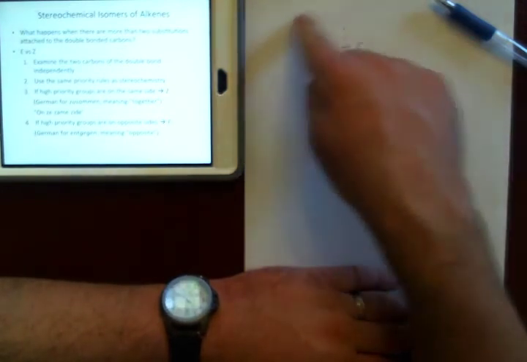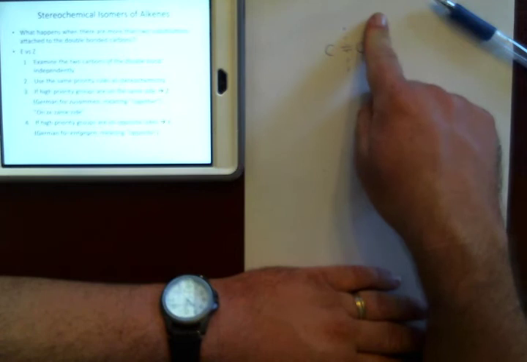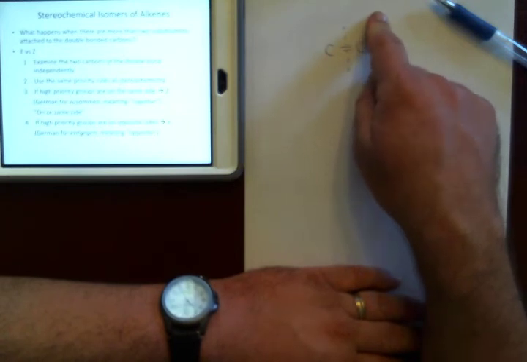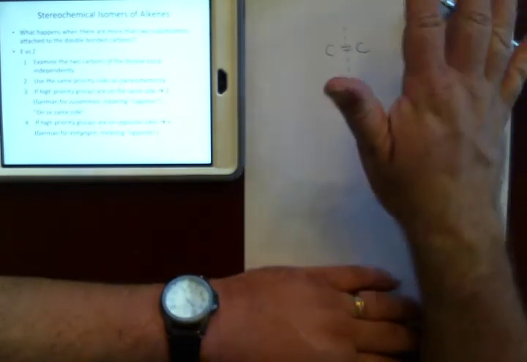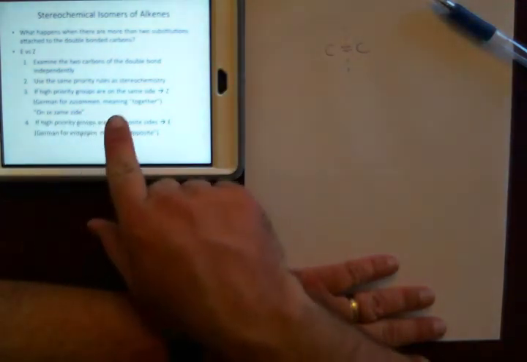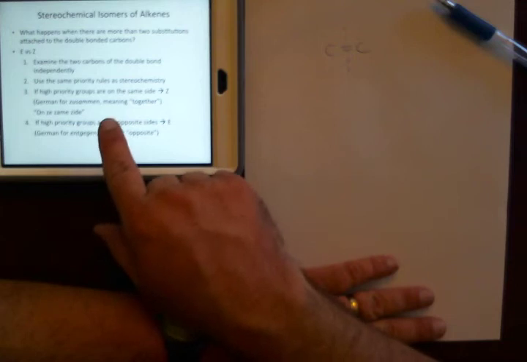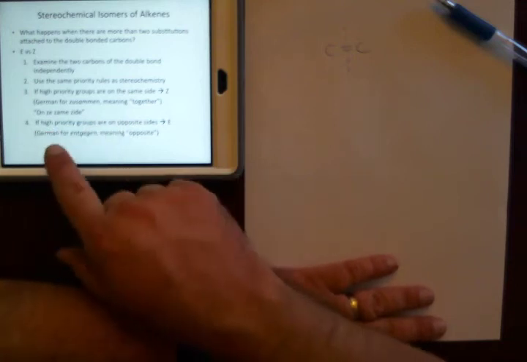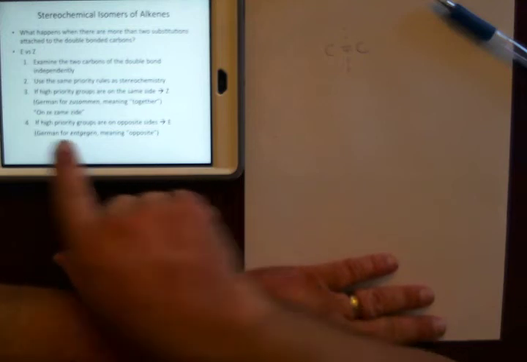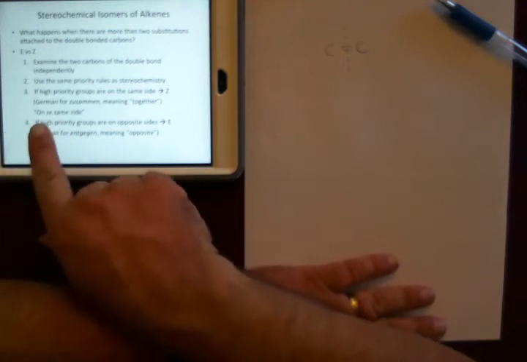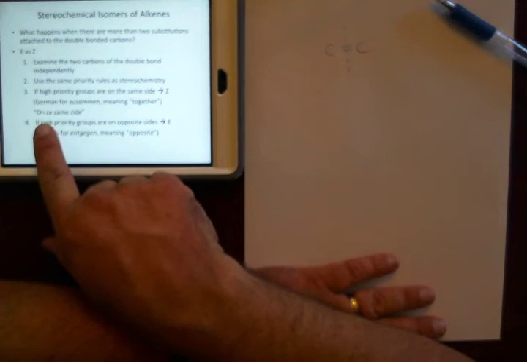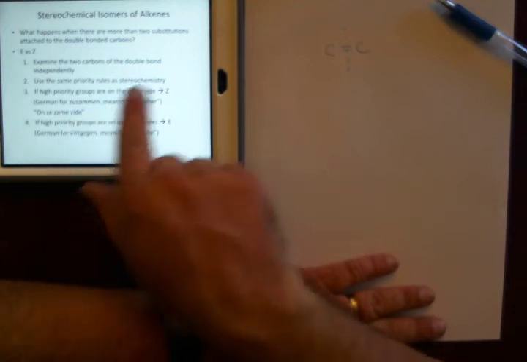If they're on the same side, we call that the Z configuration, and this comes from German, zusammen, which is together. I think that's how you say it. My German's really bad, but the easiest way to remember is that they are on the same side. You've got to do this really bad German accent. My German great grandmother is rolling in her grave. So they're on the same side, so then there's Z.